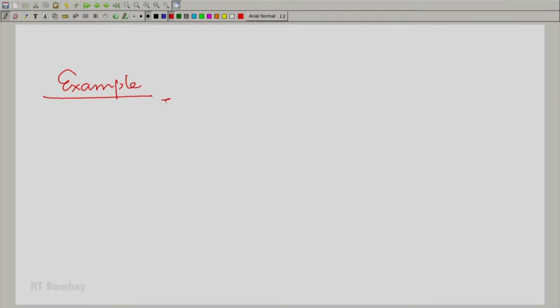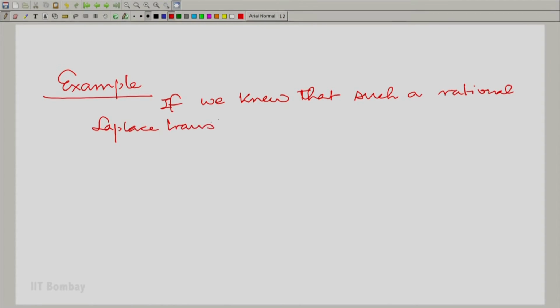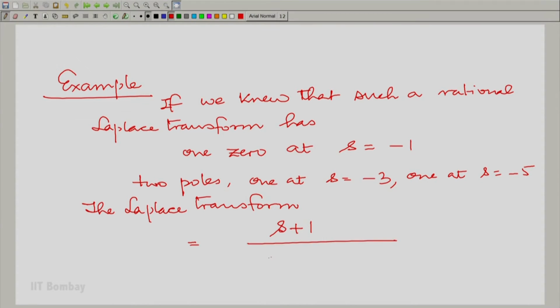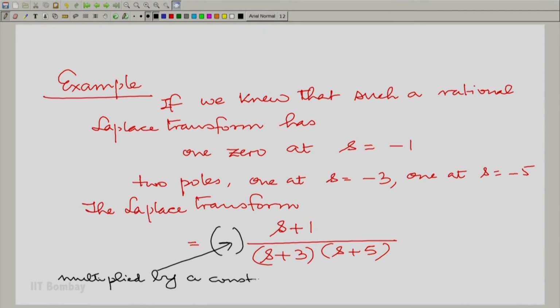So, if we knew that such a rational system function, or rational Laplace transform, has one 0 at s equal to minus 1 and two poles, one at s equal to minus 3 and one at s equal to minus 5, what is the Laplace transform? The Laplace transform would take the form, well, we know up to this point, s plus 1, all this is fine. What we do not know here is whether it is multiplied by a constant.